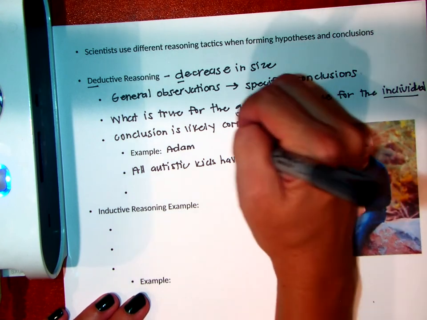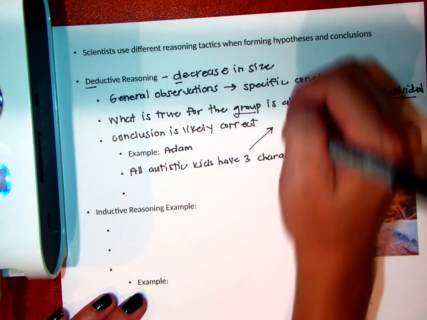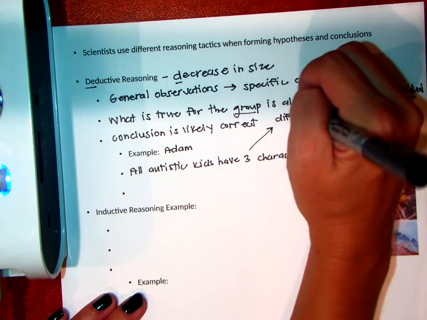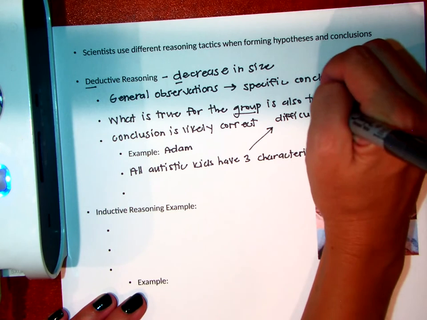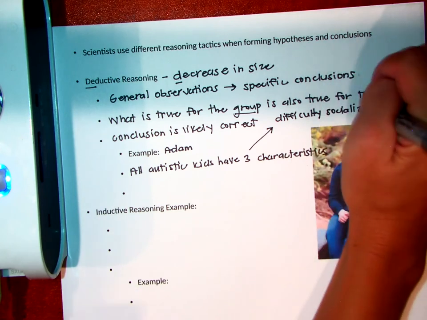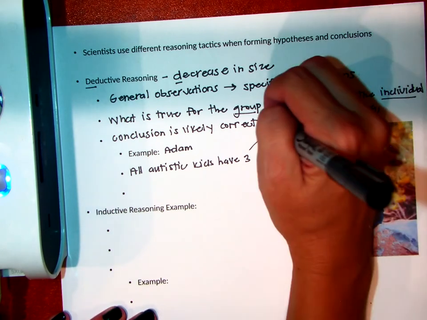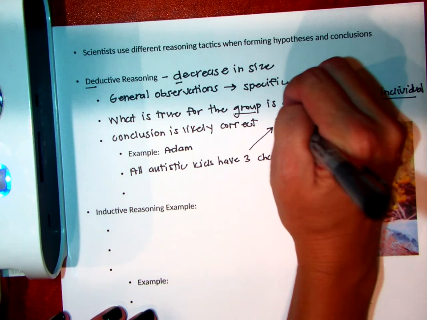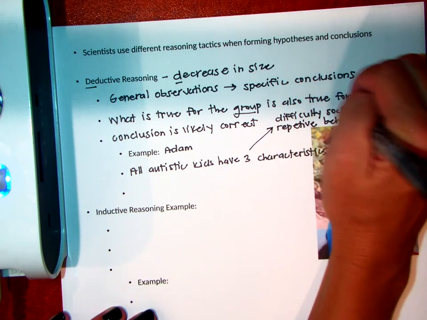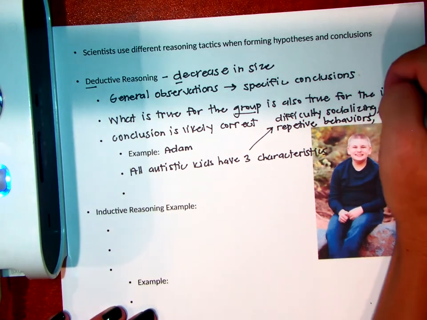And let's write what those are. I'll go ahead and put those up here. Difficulty socializing, repetitive behaviors, and narrow interests.